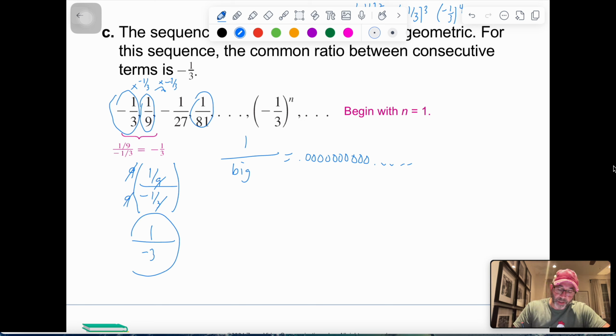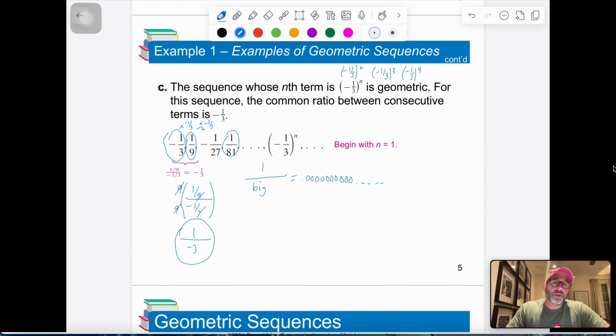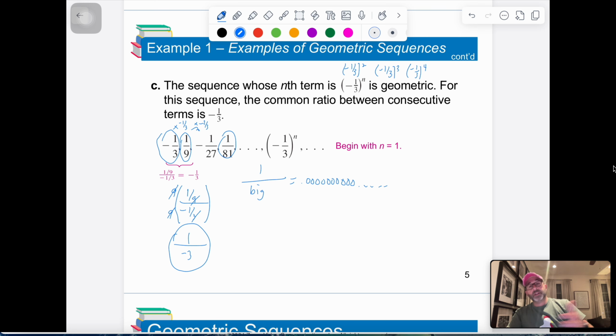And there's my common ratio, that negative 3, or negative 1/3. Okay? And so we have a common ratio of negative 1/3. We can see that this is happening throughout the problem.